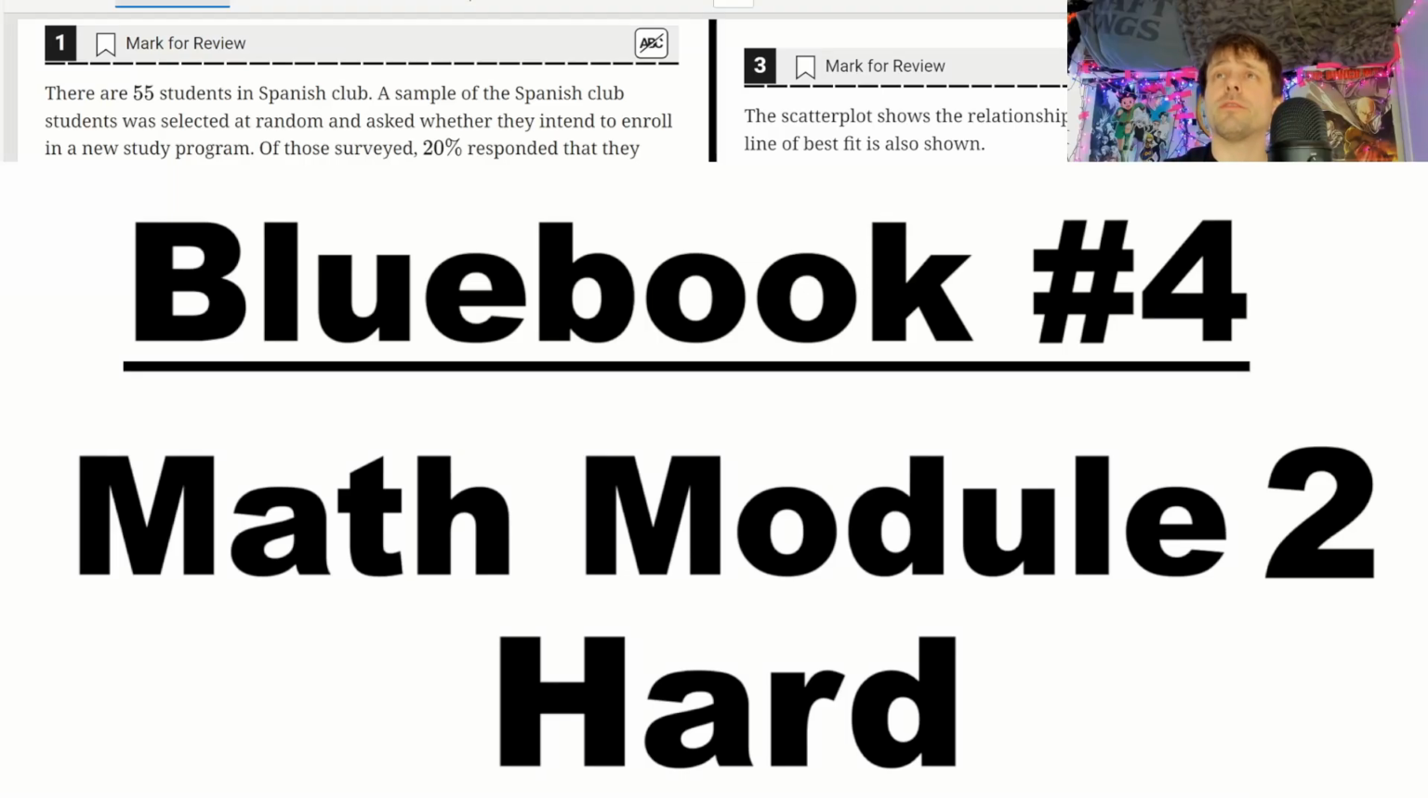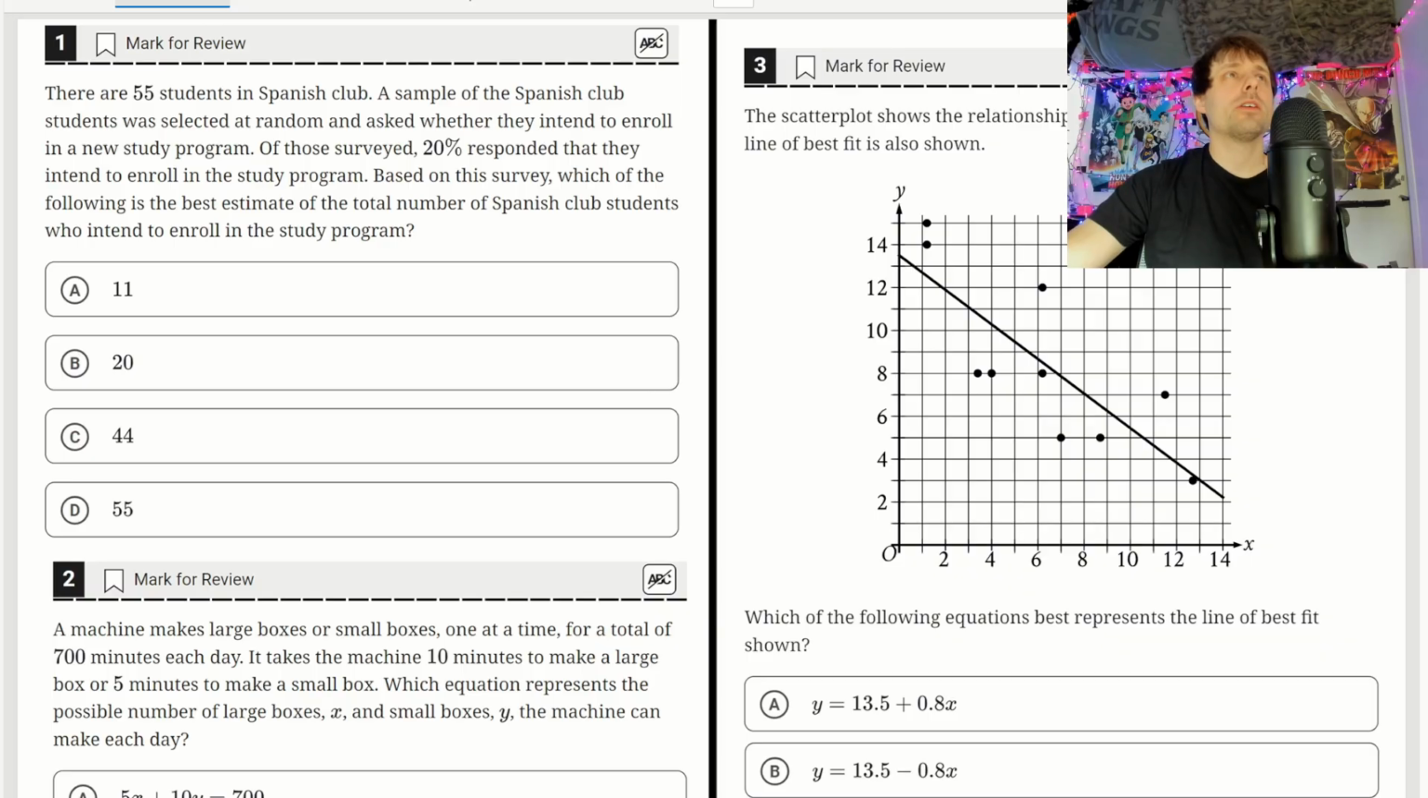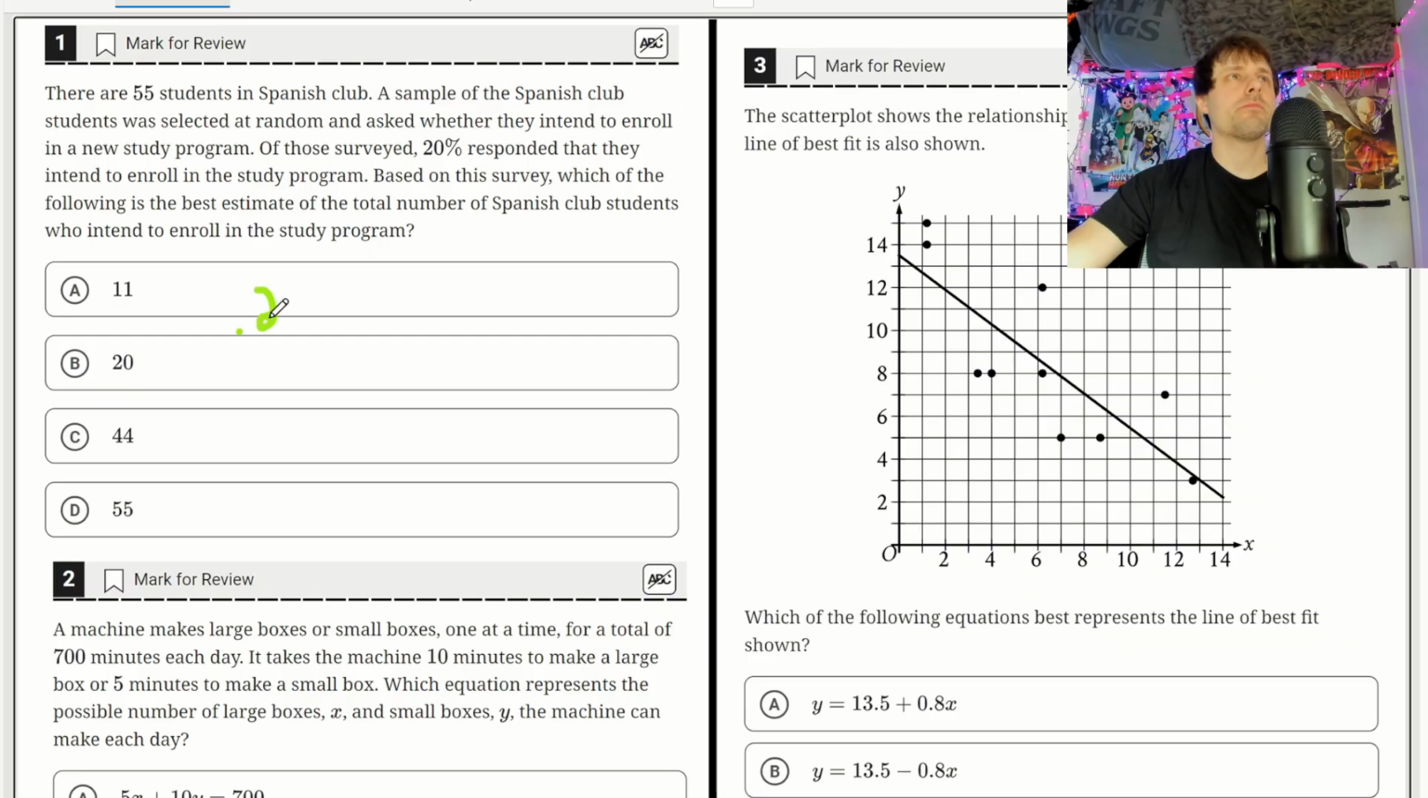Jumping into Bluebook number 4, Math Module 2, the hard one. Let's get into number 1. We have 55 students and whether they want to enroll in this new program. Of those, 20% of the 55 said they do intend to enroll, and then that would just mean the other 80% of our 55 do not want to enroll. What's the best estimate of the ones who do intend to enroll? So that's just going to be 0.2 times 55, or 2 times 5.5, which gets us 11 of the 55.